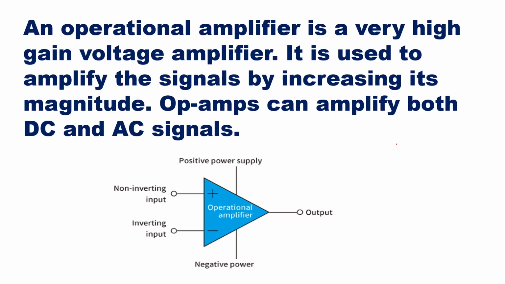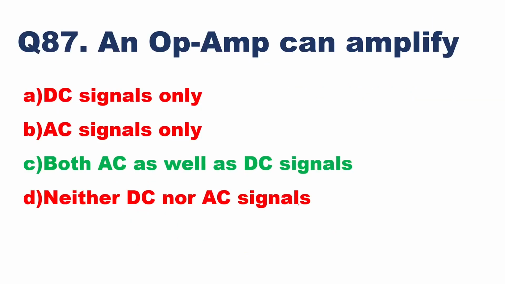So here, an operational amplifier is a very high gain voltage amplifier. It is used to amplify the signals by increasing their magnitude. Op amps can amplify both DC and AC signals. So here we have shown the symbol of the op amp. It has two inputs. One is the non-inverting input, one is the inverting input. It has two power supplies. One is plus VCC and this is minus VEE. And then it has one output here. So output will be the difference of the two inputs in amplified version. Now, this amplification can be for both DC and AC signals. Then here, option C, as we have told earlier, an op-amp can amplify both AC as well as DC signals.